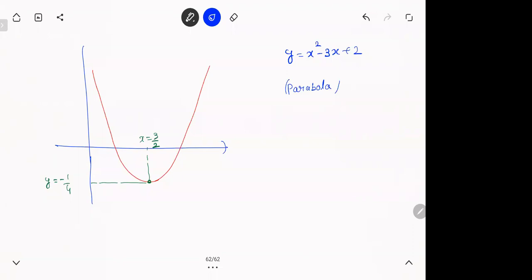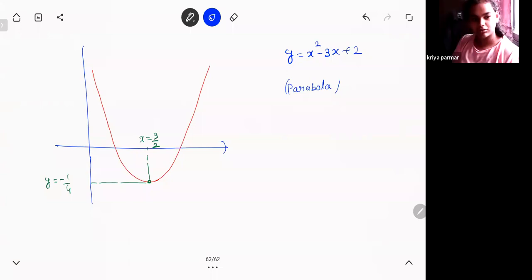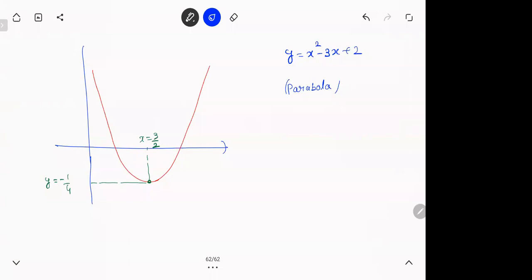They teach you when a function is greater than 0 and when it is less than 0. What is the name? I forgot. What was it? Upward parabola, downward parabola. Okay, whatever it is, let it be.